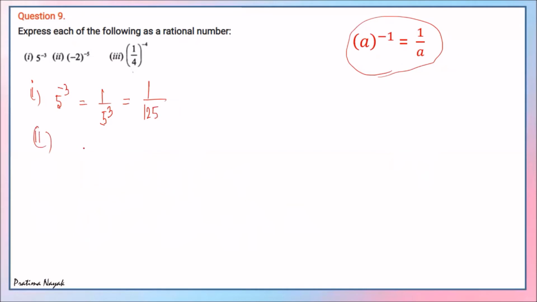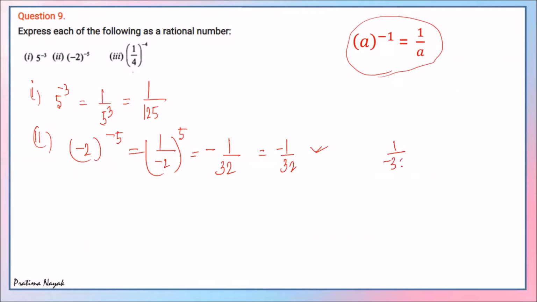Isn't it easy? Minus 2 to the power minus 5. So this will be 1 by minus 2 to the power 5. Since the power 5 is odd, it will be negative. And 1 by 2 into 2 into 2 into 2 into 2 is 32. So minus 1 by 32 is the answer. Don't write 1 by minus 32. This is the standard way of writing, not 1 by minus 32. No, this is not the procedure.